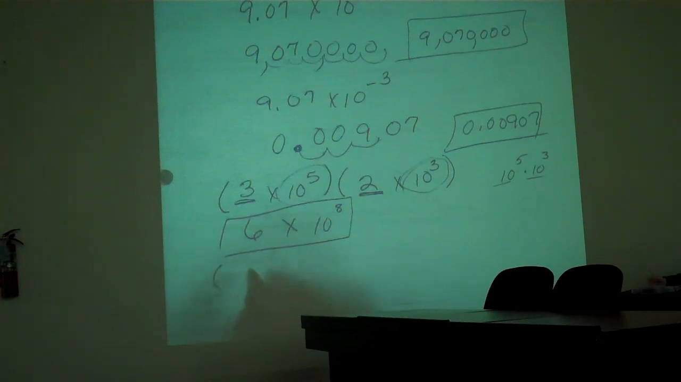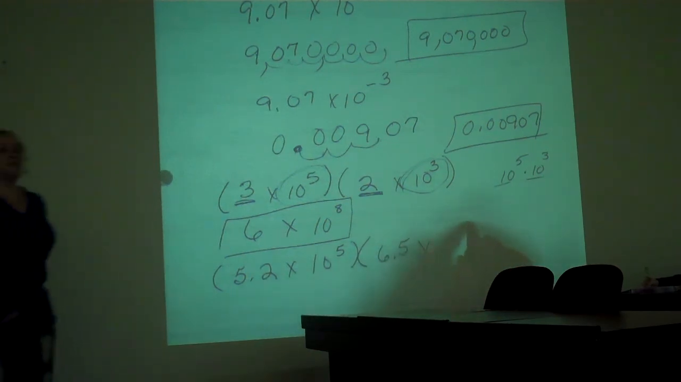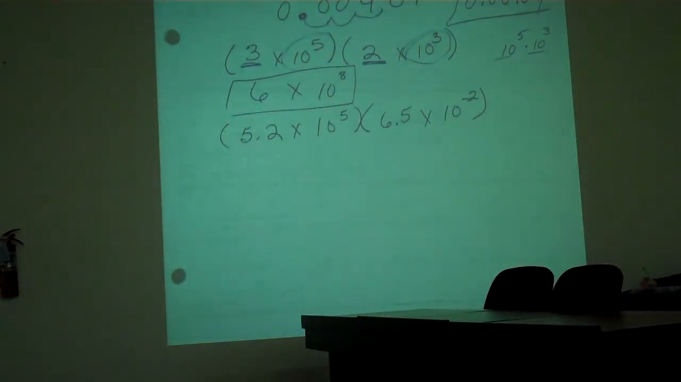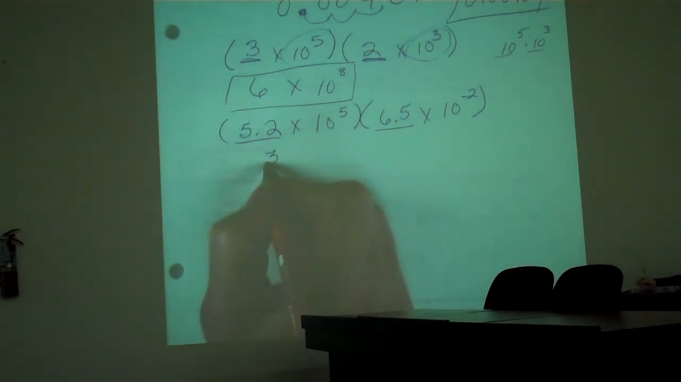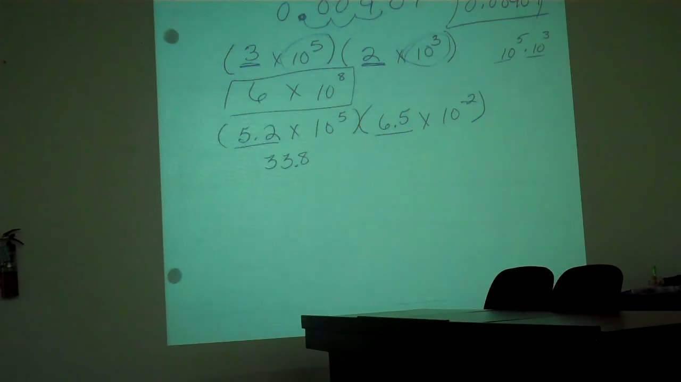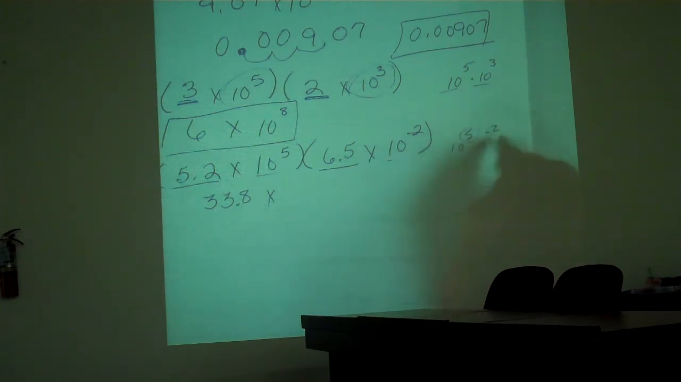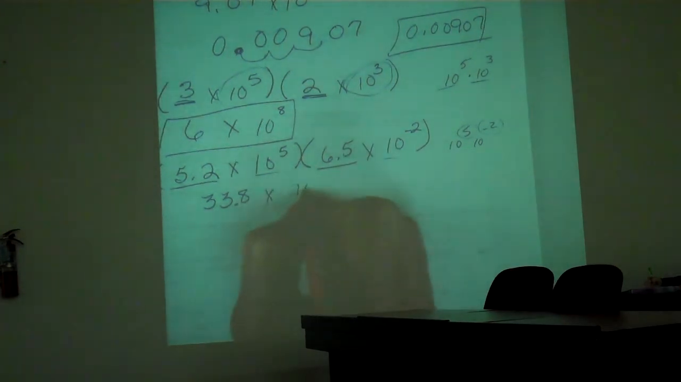Let's do some that get a little bit harder though. Let's do 5.2 times 10 to the 5th, multiplied by 6.5 times 10 to the -2. What do you get when you multiply 5.2 times 6.5? Anybody? Is it 33.8? Somebody do it real quick on the calculator. Is it 33.8? Okay. Now 10 to the 5 times 10 to the -2. We're going to do 5 plus -2, right? We add those two. 5 plus -2 is what? It's positive 3.